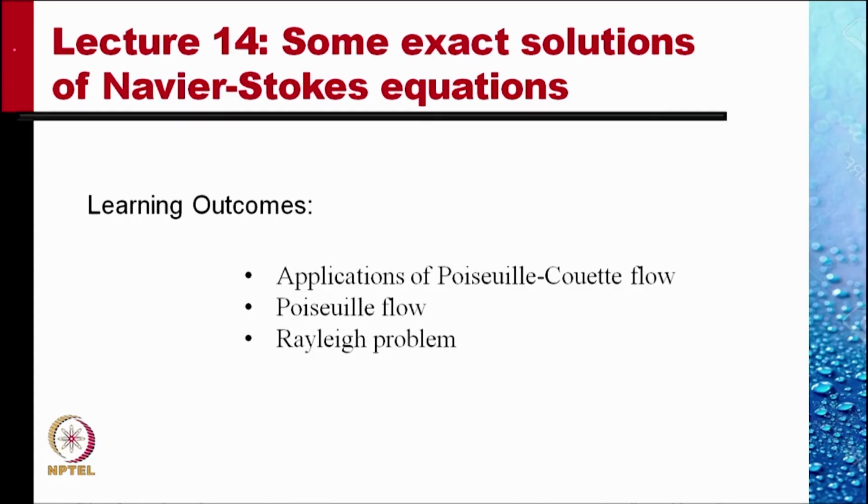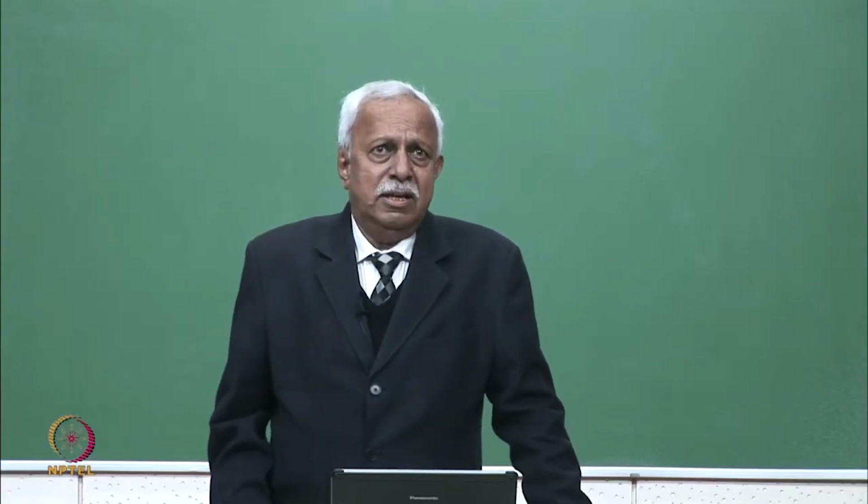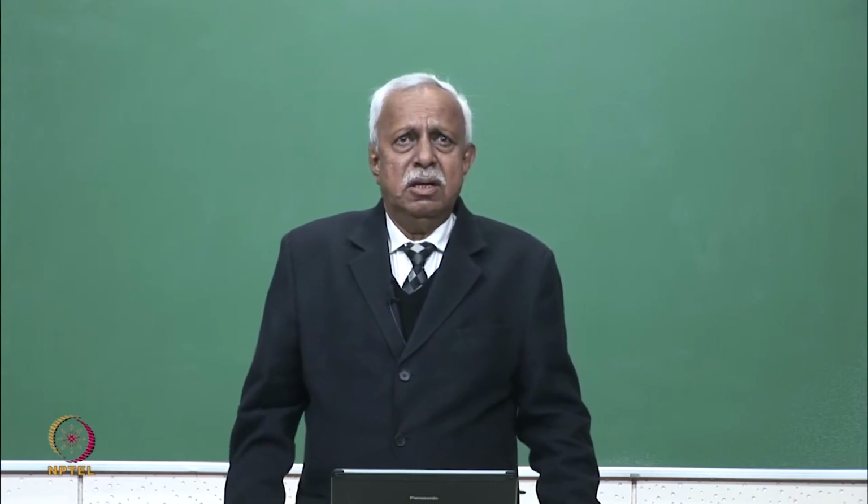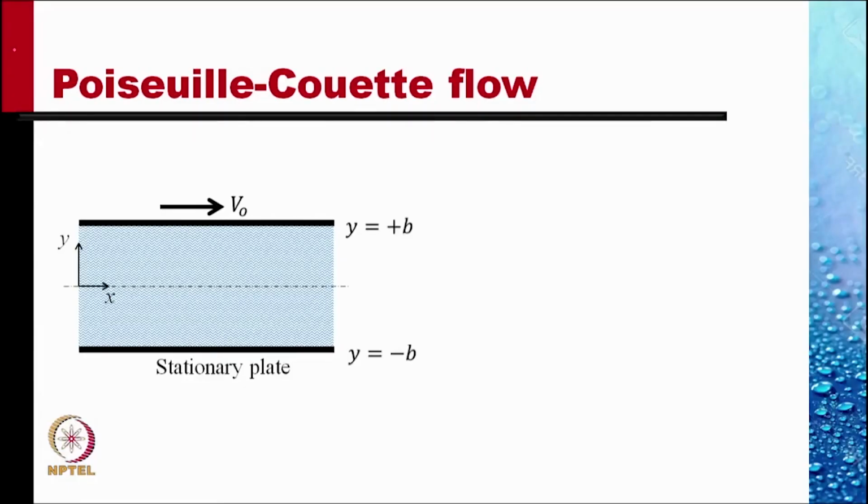Welcome back. We continue with some exact solutions of the Navier-Stokes equation. We had done the Poiseuille-Couette flow in the last presentation. The Poiseuille-Couette flow is the flow of a liquid between two parallel plates, one plate being stationary, the other plate moving with a constant velocity v naught, and an applied pressure gradient along the length of the tube.